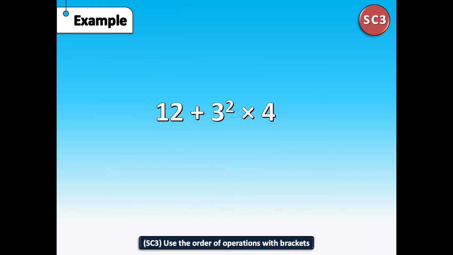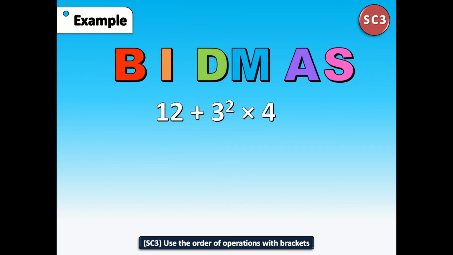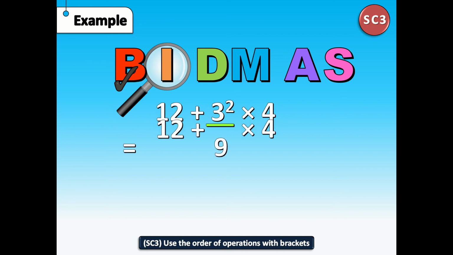So let's have a look at this question. So we're going to use BIDMAS. Well, there's no brackets. There are indices, which is the 3 squared, so that means 3 times 3, which is 9. So we bring everything else down.